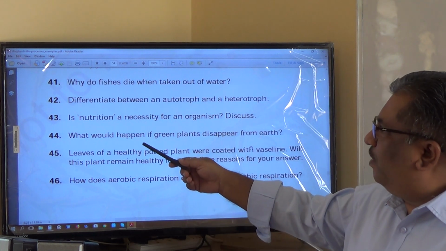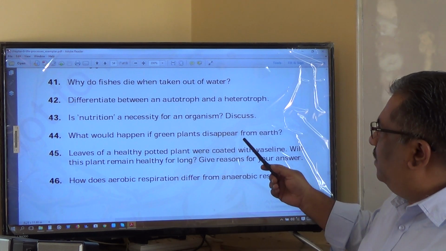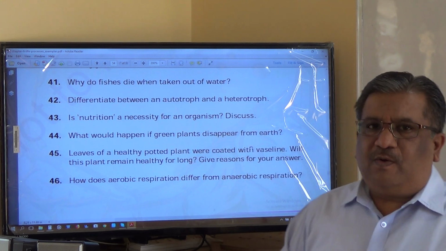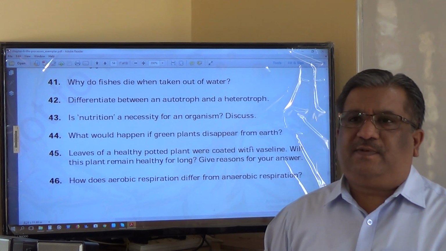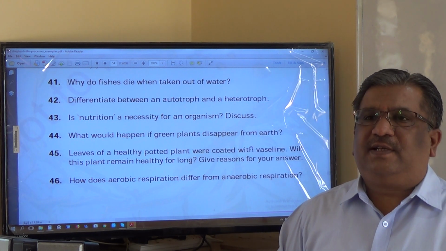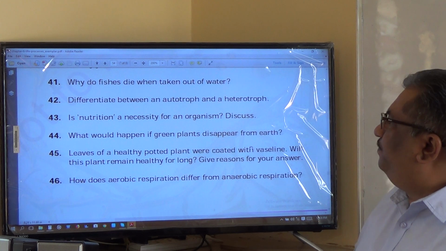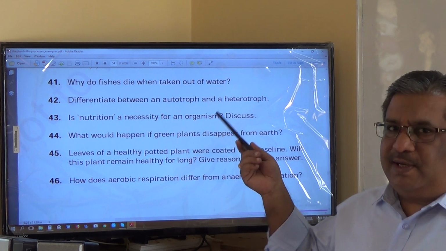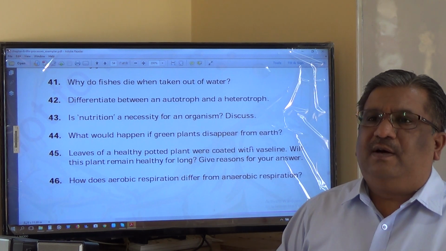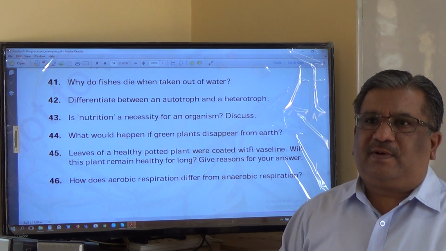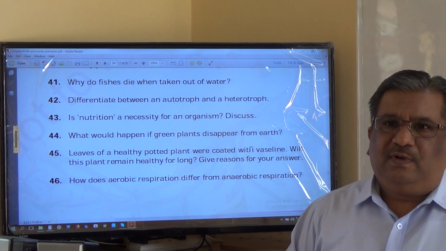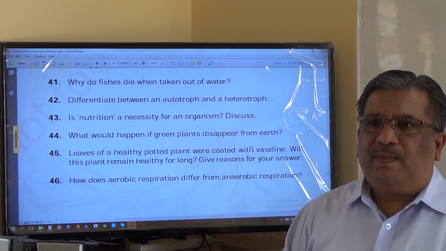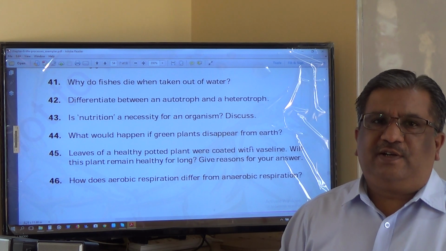Next, what would happen if the green plants disappear from the earth? No oxygen is produced. It is a threat for aquatic life, and the existence of life becomes difficult. In turn, if the animals are not there, then there is a scarcity of carbon dioxide for plants also. So finally, plants and living animals may die. There is a threat of extinction of the entire life.